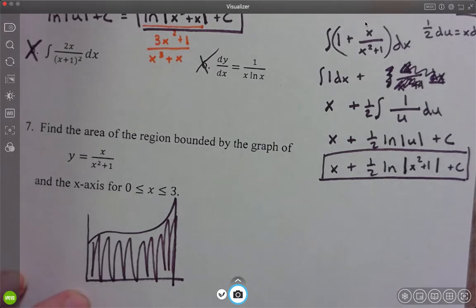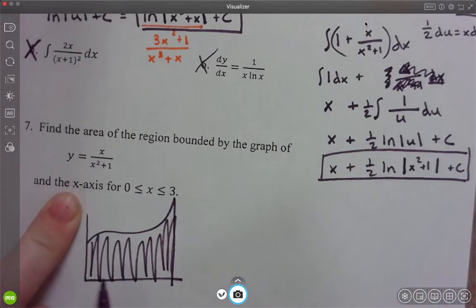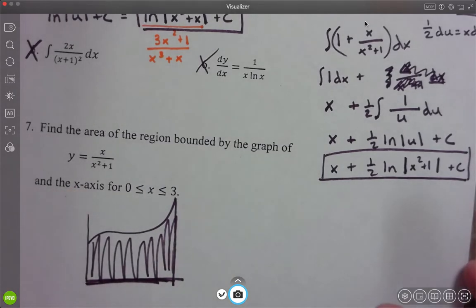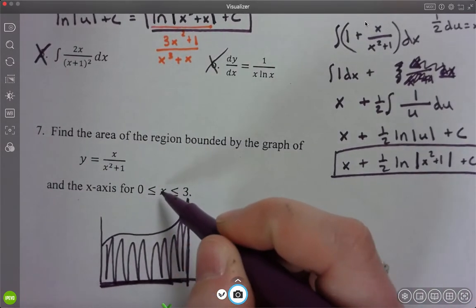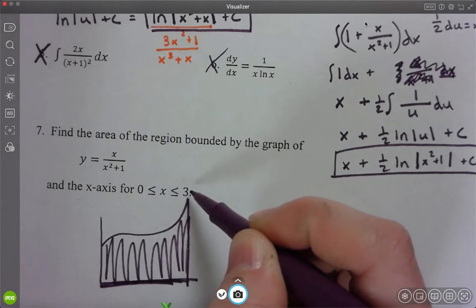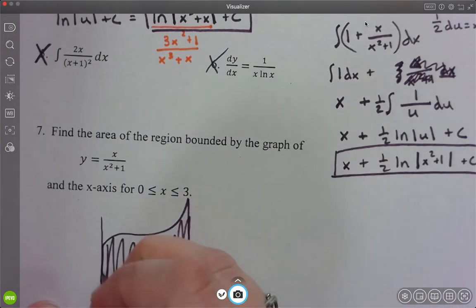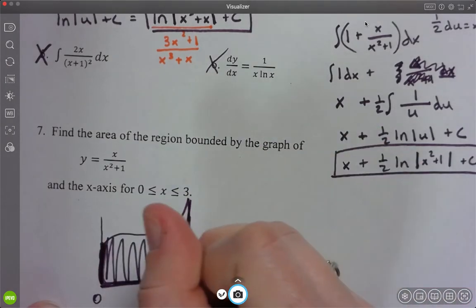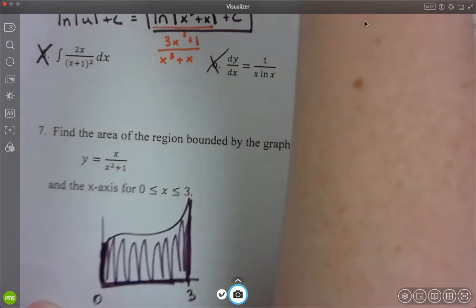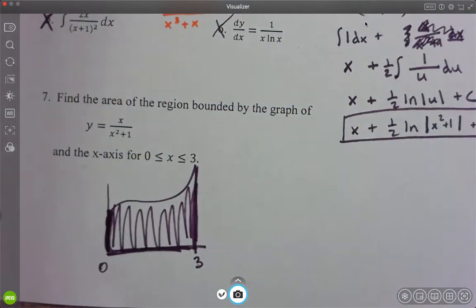And it says bounded by the x-axis, which is here, meaning that it's not going any below, just like normal. We don't ever go any below that line. And then bounded between 0 is less than or equal to x is less than or equal to 3. That just means that the leftmost point is going to be 0, and the rightmost point it's bound by is the number 3. Those are going to be my lower and upper limit for my integral.